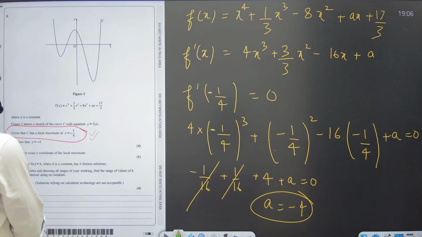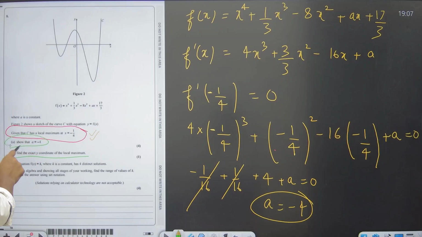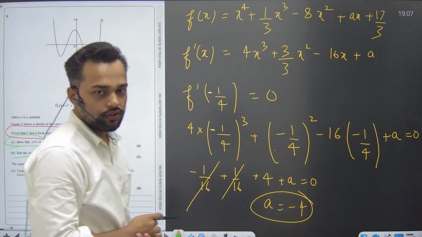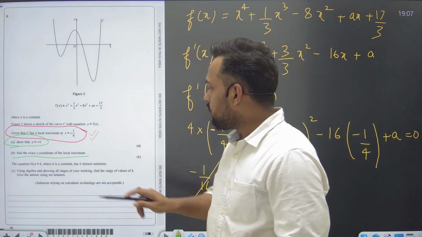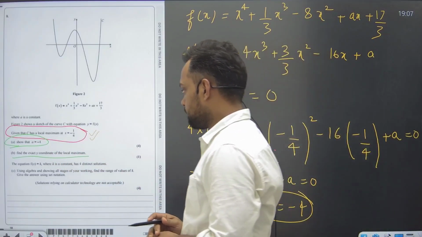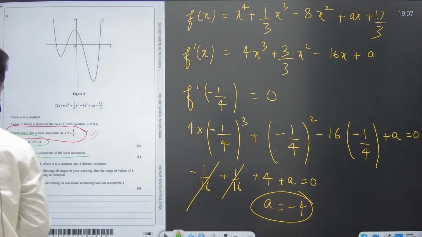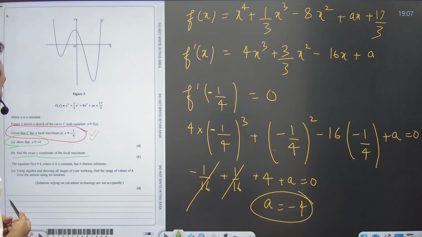Now here in the second part, the first part we have done, that is show that a equals to negative of 4, which we have done already. Now the second part is to find the exact y coordinate of the local maximum. The y coordinate of the local maximum. So what will be the y coordinate of the local maximum?